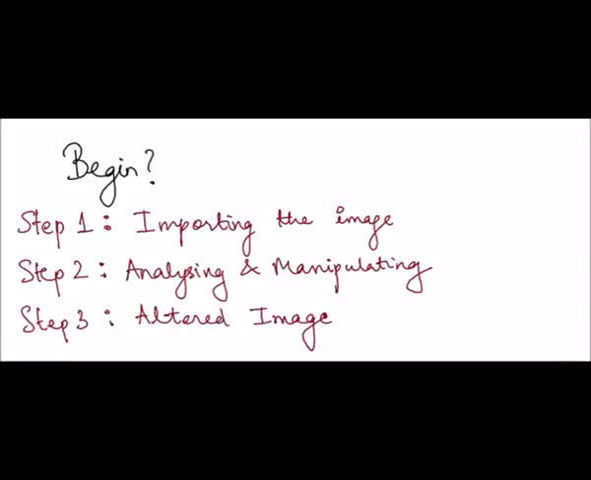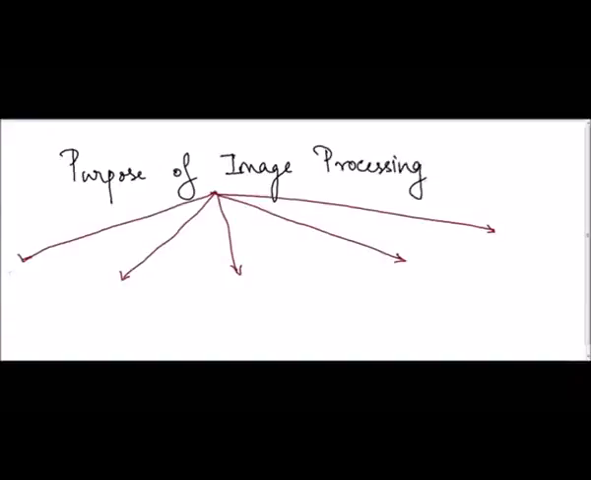Now, let me tell you what is the purpose of image processing. First of all, they've divided the purposes of image processing into 5 groups. The first group is visualization: observe the objects that are not visible. Second, image sharpening and restoration. Why would we need that? Why would we need to sharpen an image? To create a better image.